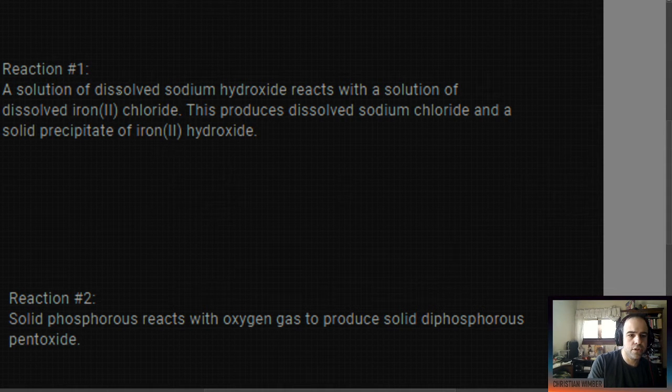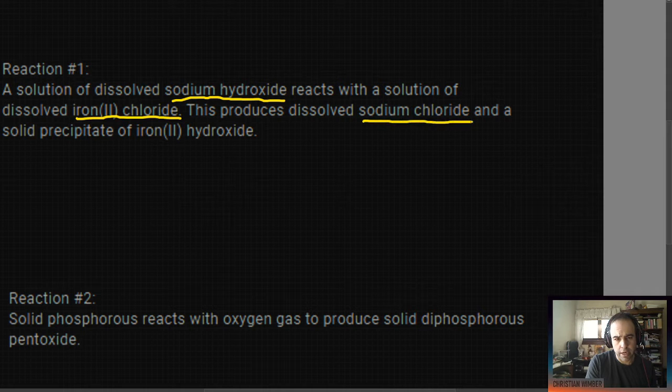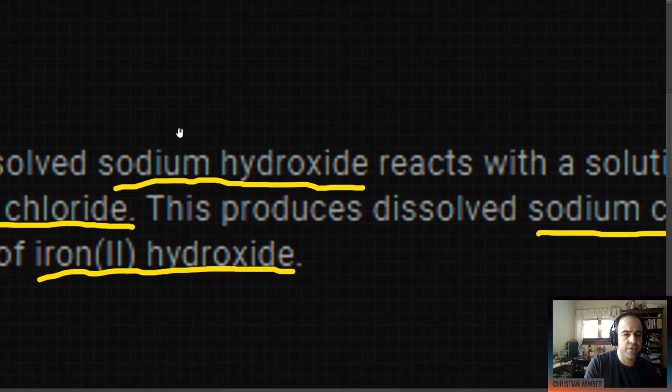So a solution of dissolved sodium hydroxide reacts with a solution of dissolved iron 2 chloride. This produces dissolved sodium chloride and a solid precipitate of iron 2 hydroxide. Those are the four chemicals that we have to work with. Those are the four chemicals that are going to have to end up in our formulas. So let's go ahead and write these out, figure out what these are.